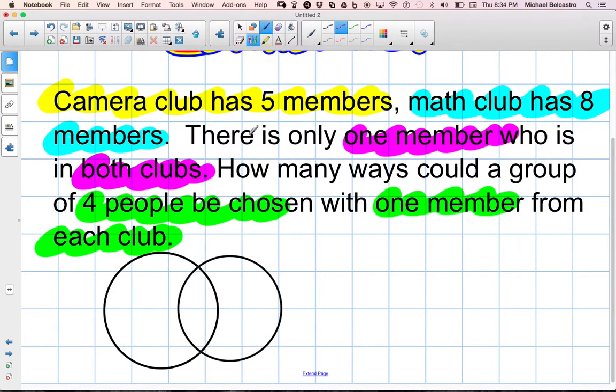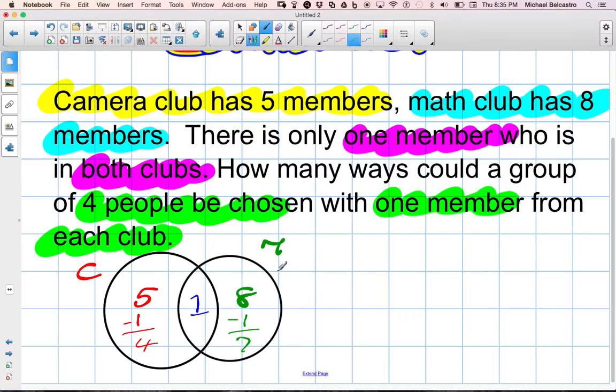So we have the Camera Club has 5 members. The Math Club has 8 members. And there is one member who falls in both. So what that means is we're going to subtract this one here. There are 4 distinct members of the Camera Club, and there are 7 distinct members of the Math Club here.